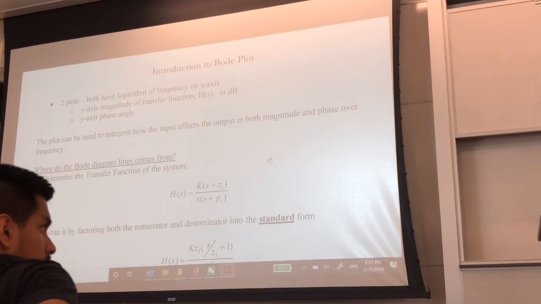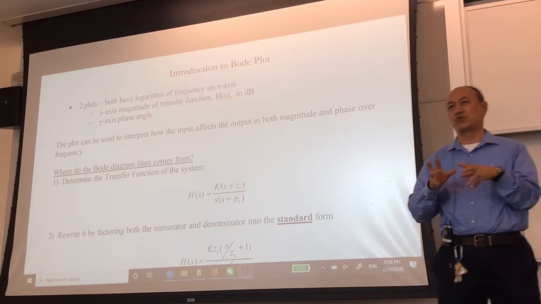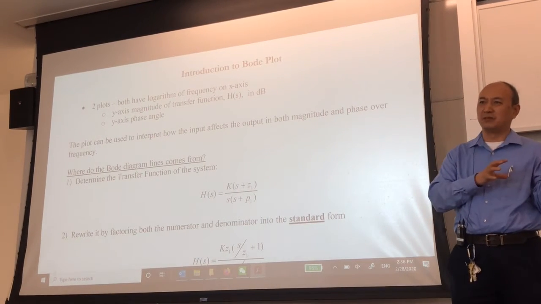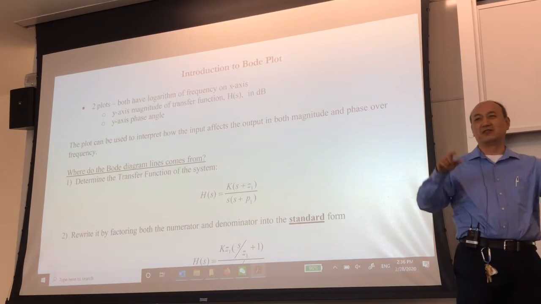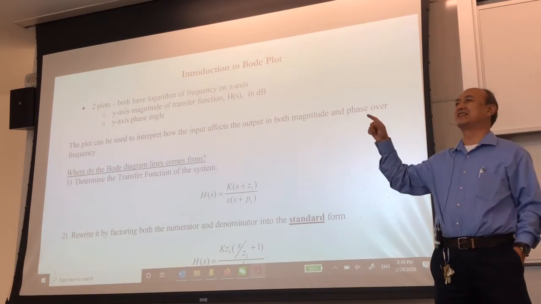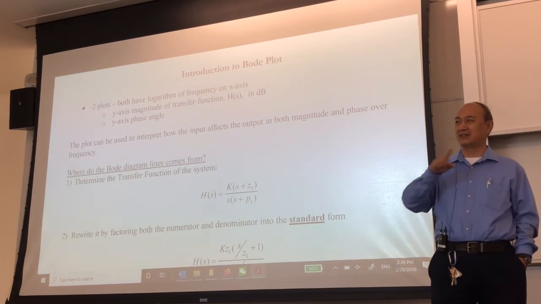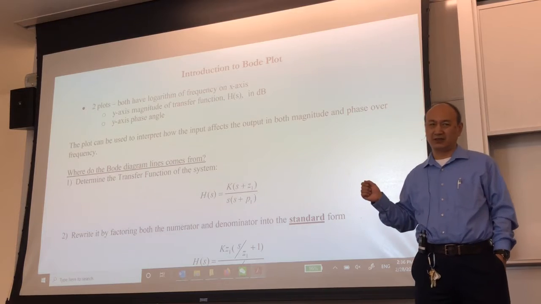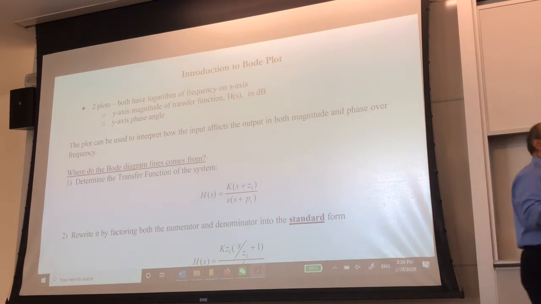Okay, let me recap what we learned last time. We are talking about the system's response in time domain or in frequency domain. So in time domain, of course, your x-axis is t. In frequency domain, then your x-axis is omega or f. By the way, omega is 2 pi f. Okay? So when we say omega, it is as if we are saying f.